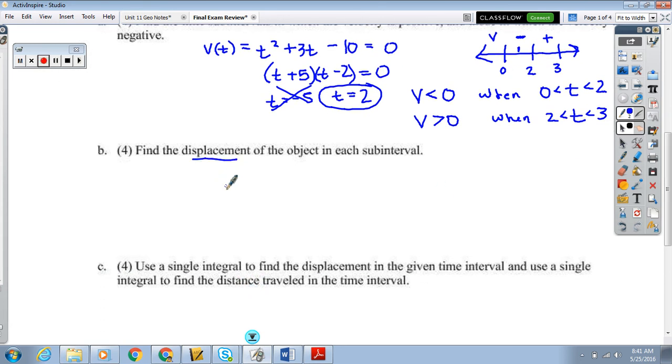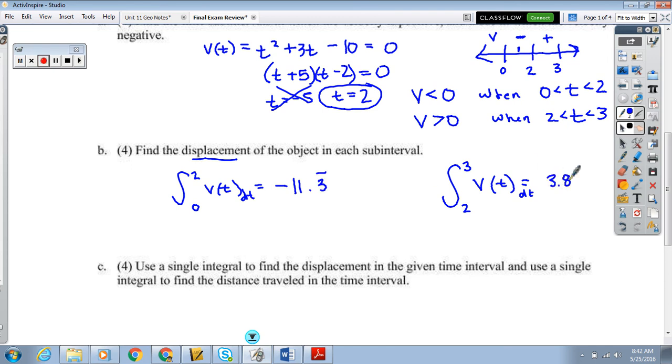Displacement. Displacement is start to finish, how far did I move? We're going to be integrating velocity, and we're looking at each subinterval. So I'm going to have to do this once for 0 to 2, and a second time for 2 to 3. In the actual test situation, this would be an open calculator question, so you would be able to type this in and get a final answer, and that would be totally well and good. I think on this first one it ends up being negative 11.3 repeating, and on the second one it ends up being 3.83 repeating. Again, I just got those from typing into my calculator.